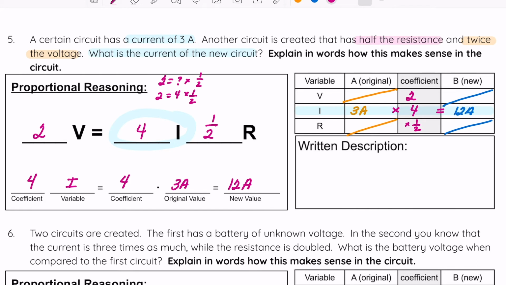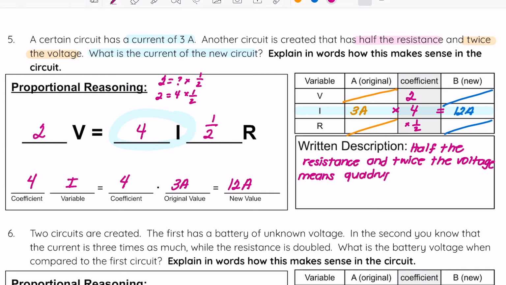Okay, so now for the written description part. So half the resistance and twice the voltage means quadruple, so that means 4 times as much, the current. And so that's pretty much it.